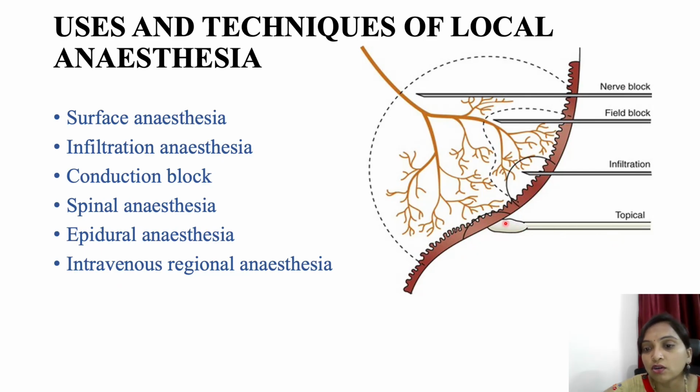So topical, only the skin and superficial layer is anesthetized, whereas infiltration, a part of it along with a little part of nerve, and field block, it is usually up to the trunk. Nerve block means the whole nerve, the whole area which is supplied by that nerve is anesthetized, whole of this area.